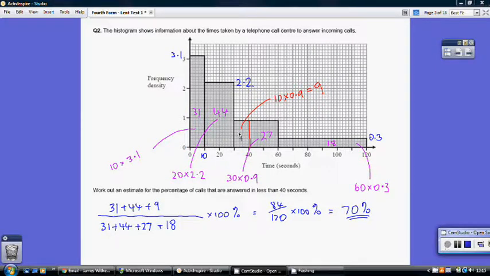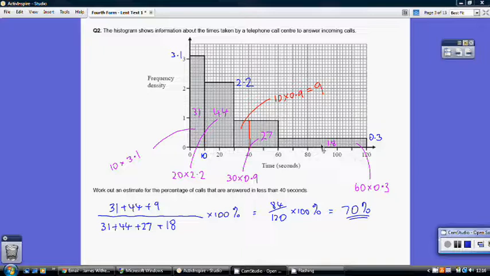Question 2, so another histogram. So let's start off by working out all the various areas of each of the bars, because remember the area equals the frequency. So base of 10 times a height of 3.1, area 31. Base of 20 times a height of 2.2, area 44, and so on. So base of 30, height of 0.9 gives us an area of 27. That's the whole of this area here. And a base of 60, height of 0.3, an area of 18.